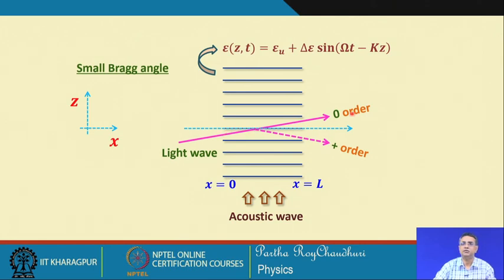And this is the undiffracted, that is the 0th order beam, and this will be the coupling of the first order beam. This is the direction, and this point is from the x axis, it is x equal to 0 and it is x equal to L. This length L will be used for defining the interaction length, and hence the coupling coefficient. And this is the periodic variation of the permittivity because of the traveling acoustic wave.